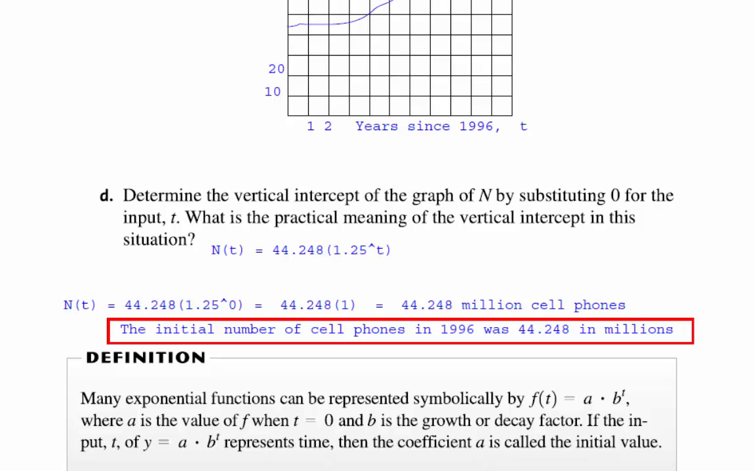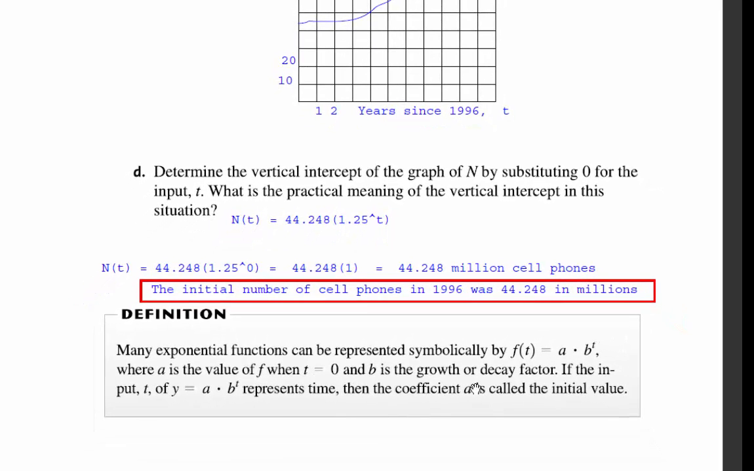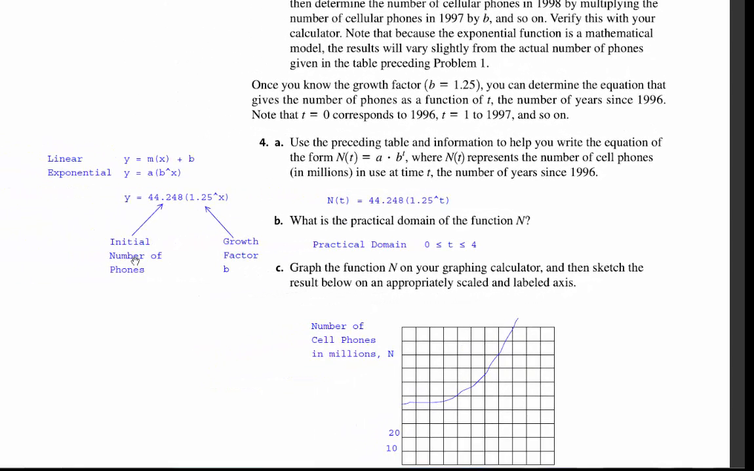And then we're given another definition of exponential functions. It could be f of t equals a times b to the t, where a is the value of f when t equals 0, and b is the growth or decay factor. And I think I've explained this equation back over here. The a is your initial value, the b is your growth factor.